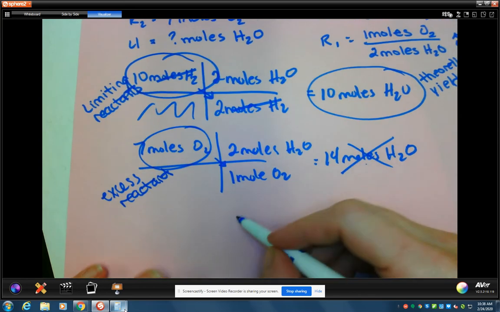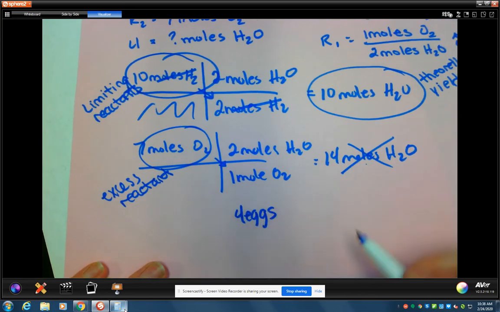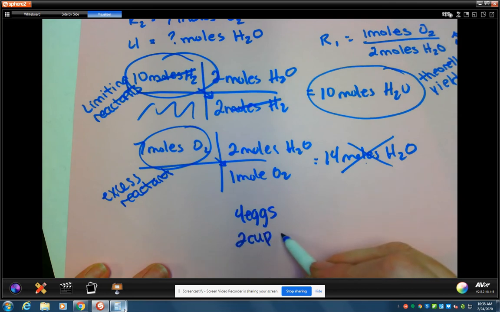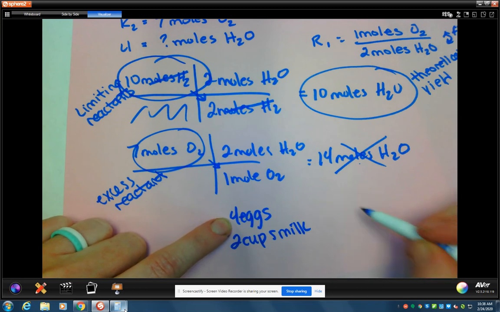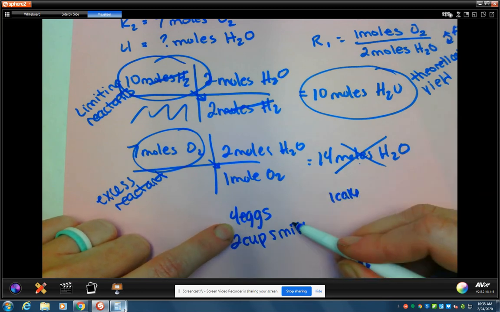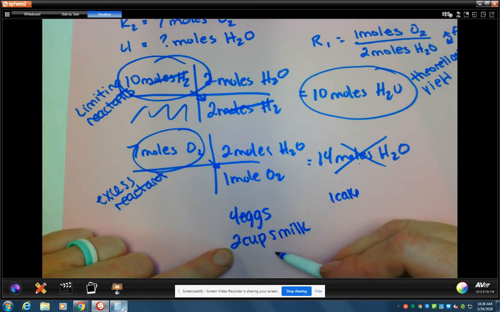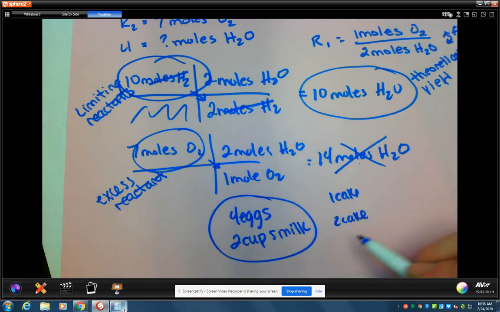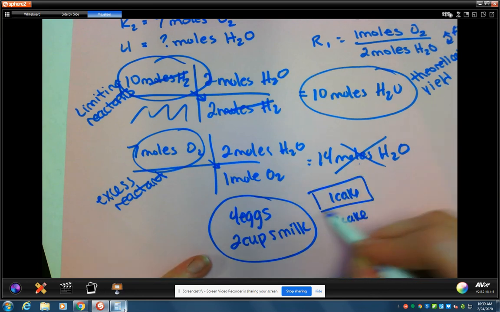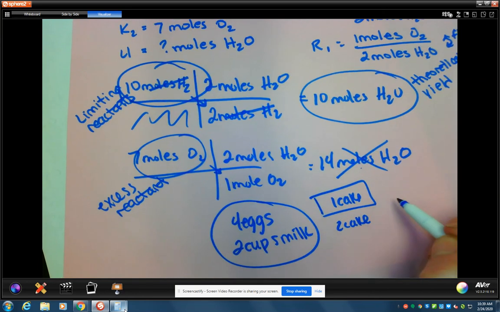It's like if you have 4 eggs and 2 cups of milk. If it takes 3 eggs to make a cake, you could make 1 cake with that amount of eggs. If it takes 1 cup of milk to make a cake, you could make 2 cakes. But if I put these together, I don't have enough eggs to make 2 cakes. So I can only make 1 cake. That's your theoretical yield. And your eggs got used up first. So that's your limiting reactant.